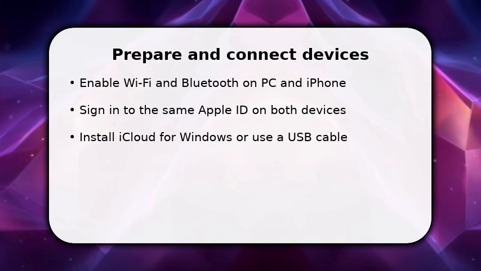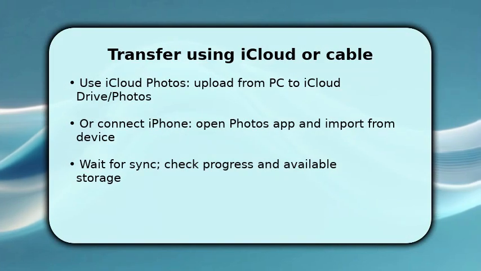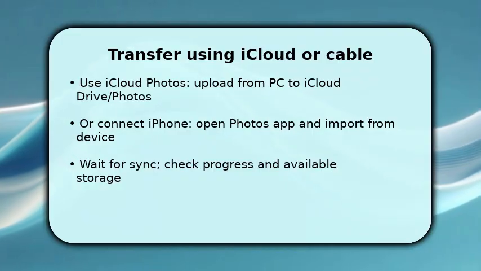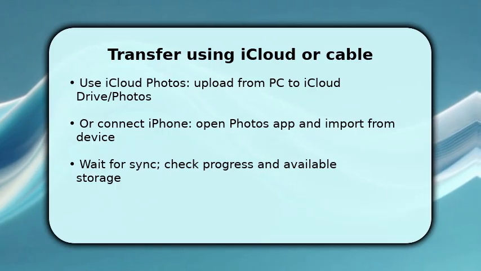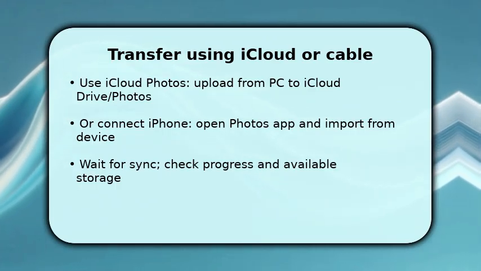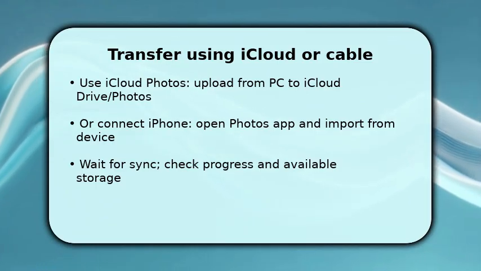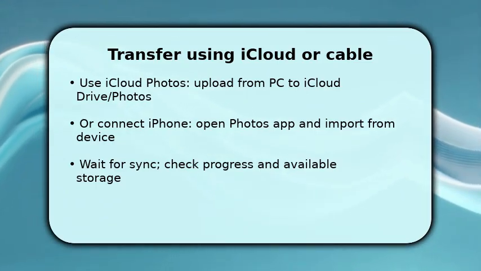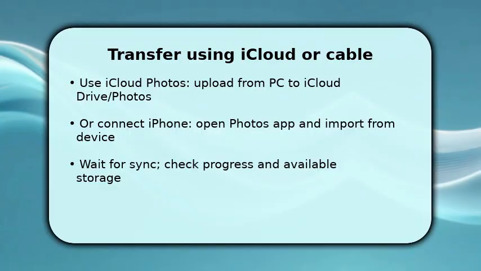Now, open iCloud for Windows or plug in the cable, and next choose iCloud Upload or Direct Import. If using iCloud, drag photos into iCloud Photos or iCloud Drive on your PC. The service uploads them to the cloud and then pushes them to your iPhone. If using a cable, connect the iPhone, unlock it, choose Trust, then open Photos on Windows and click Import. Select Items and Target Album.